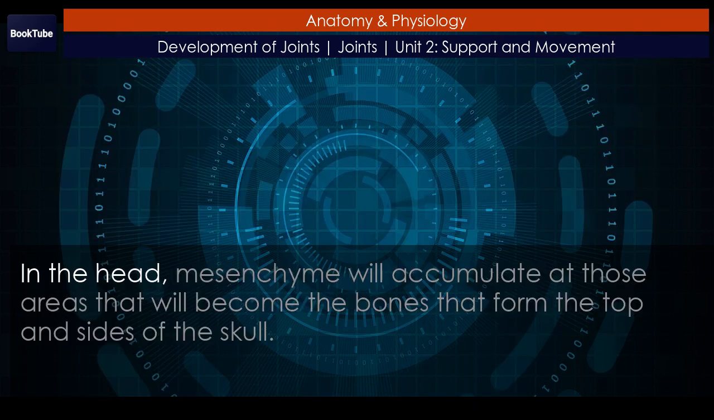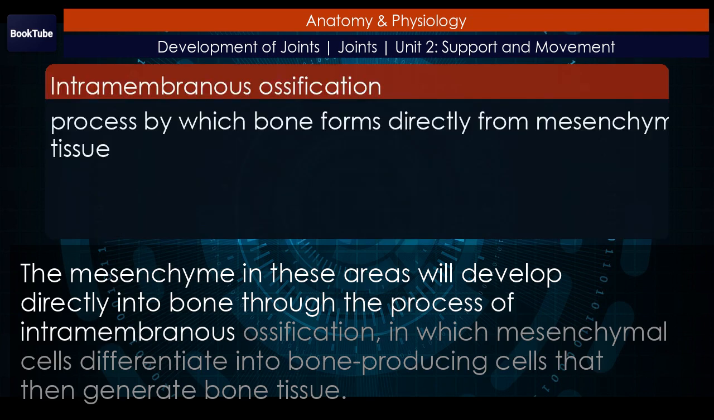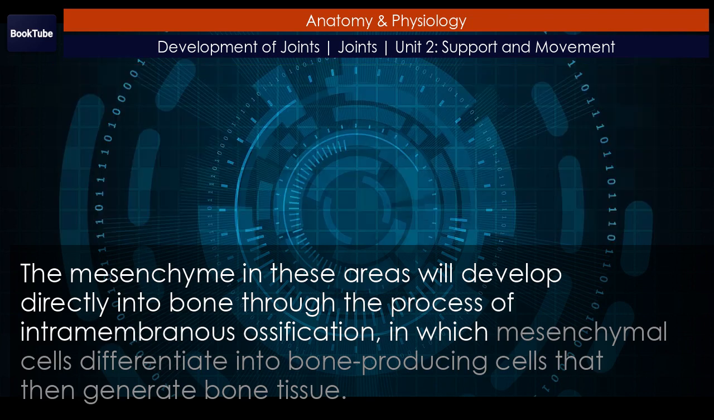In the head, mesenchyme will accumulate at those areas that will become the bones that form the top and sides of the skull. The mesenchyme in these areas will develop directly into bone through the process of intramembranous ossification, in which mesenchymal cells differentiate into bone-producing cells that then generate bone tissue.